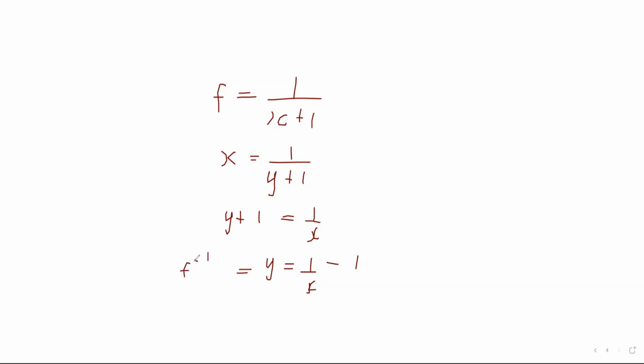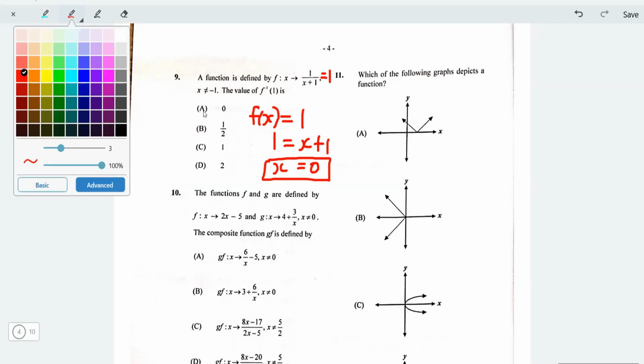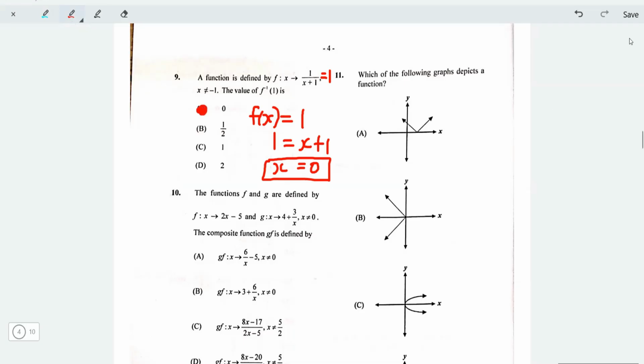So all we need to do now to find f inverse of 1 is to plug in 1 into the function. So f inverse of 1 is equal to 1 over, replace x with 1, minus 1. 1 minus 1 is 0. So you could have done it the normal way, this is the boring way, or you could have done it by using the property that we can connect the inverse of a function to this right here. So this right here is 0. Nice.